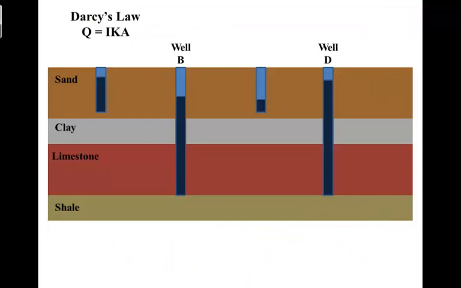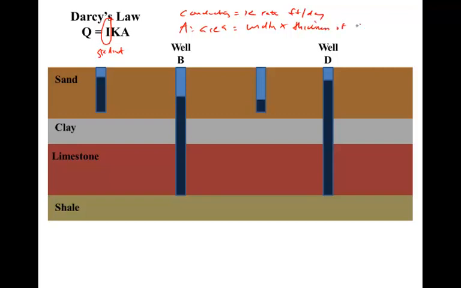Darcy's law requires us to know the hydraulic gradient, I, conductivity, which is K. Conductivity is a property of the aquifer material. It's similar to permeability. In other words, it's a rate, say feet per day, some units of distance divided by time. And finally, A is area, which is the width times the thickness of the aquifer material.